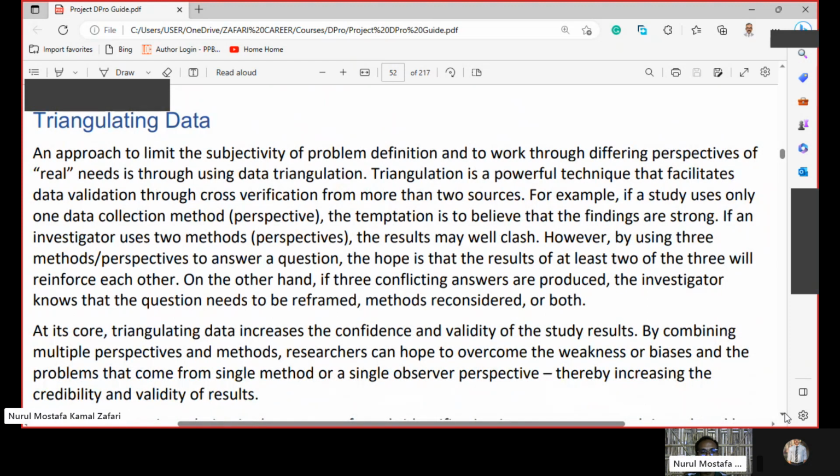Triangulating data. An approach to limit the subjectivity of problem definition and to work through differing perspectives of real needs is through using data triangulation. Triangulation is a powerful technique that facilitates data validation through cross-verification from more than two sources. For example, if a study uses only one data collection method perspective, the temptation is to believe that the findings are strong.